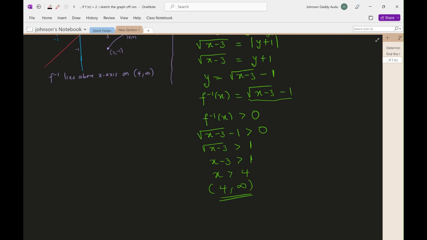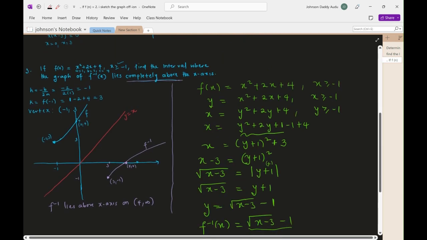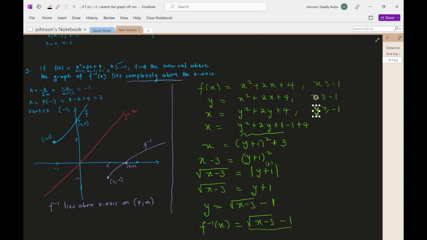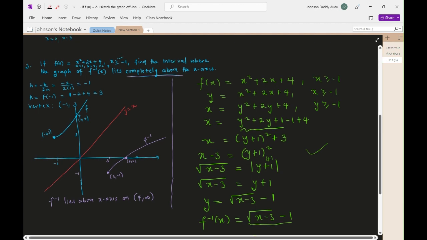Now, there's another way to solve this particular question. Anytime you are given a question and it's not actually asking for the graph, and it's just asking you to find the interval where f inverse lies above or below, you can use this method in green, or you can as well graph, then try to check the region.